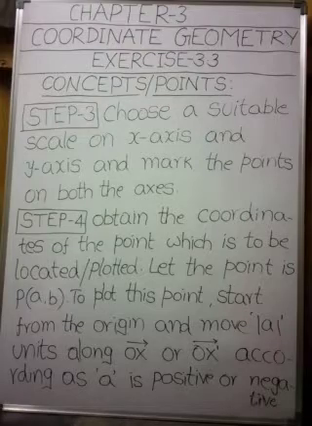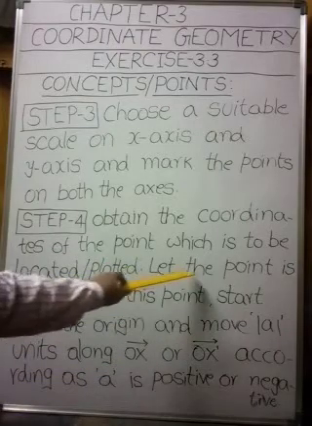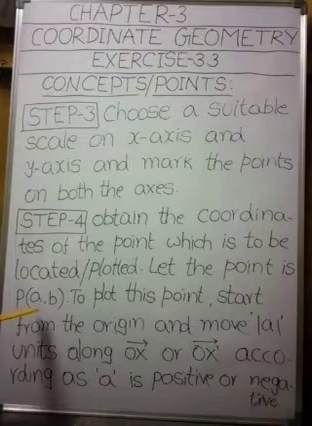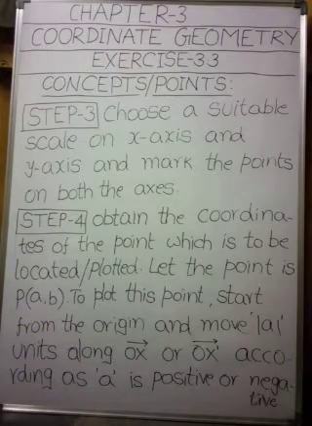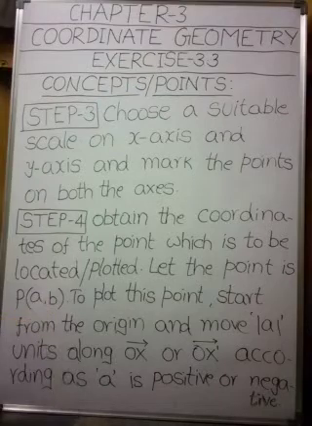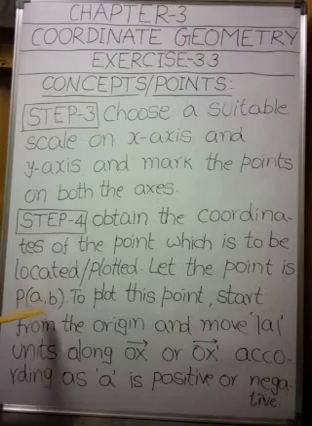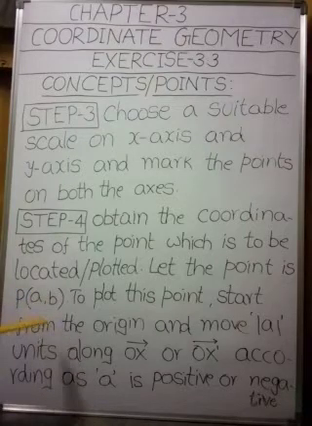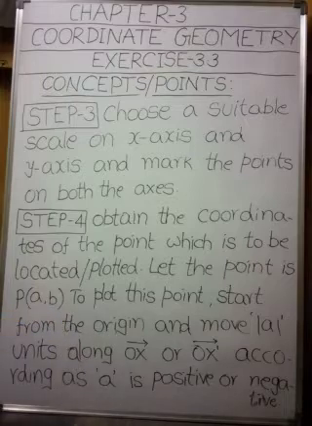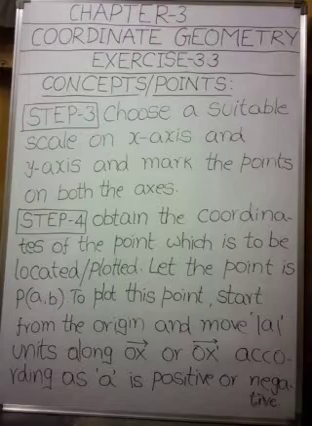Okay, my children, let the point be P, ordered pair (a, b). Let us consider this is the point to be located on the graph paper. Here we are not taking numerical values. a may be any positive or negative value. Similarly, b may be a positive number or a negative number. Understood this point, my dear children?